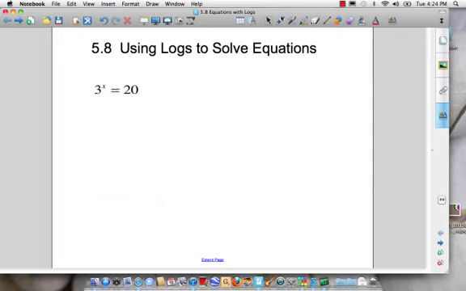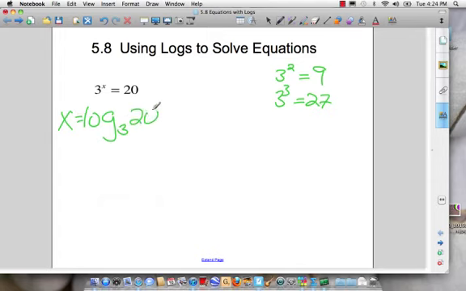Well, before I start solving it, let's just think about this. We know that, for example, 3 squared is 9 and 3 cubed is 27. So we know that our answer should be 2 point something, because that's what we can determine by looking at these two exponential expressions. Alright, so the way we did this is by rewriting this as a log statement. So x is going to be the log base 3 of 20.